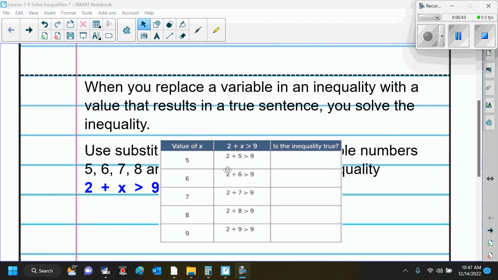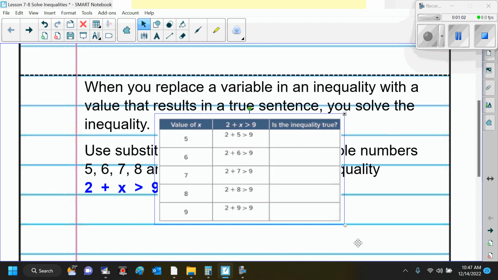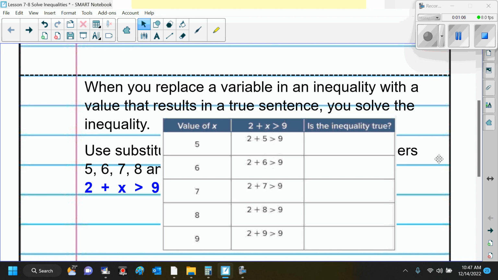All right, so that being said, when you replace a variable in an inequality with a value that results in a true sentence, then you solve the inequality. So I want you to write that sentence down, and I want you to write down the information in this table. Okay? And I'll give you about 2 minutes.